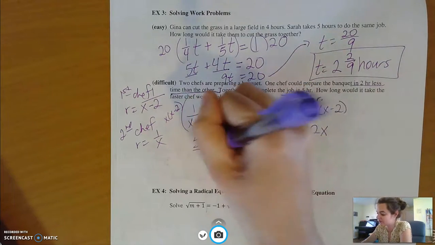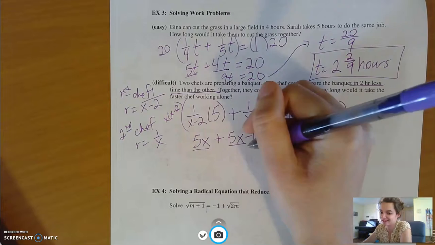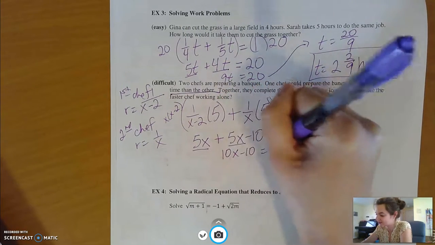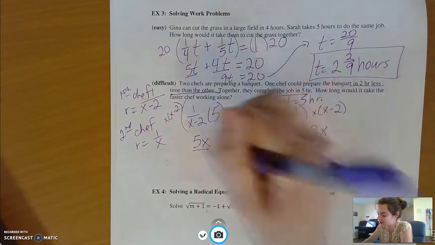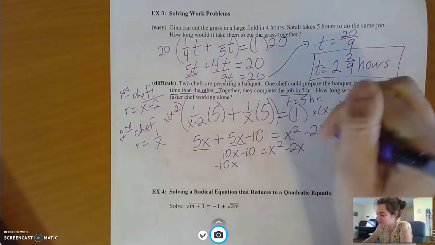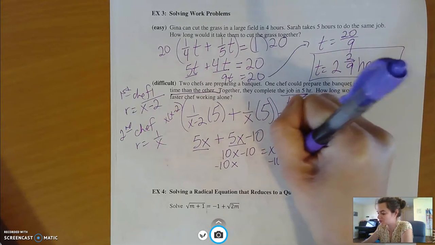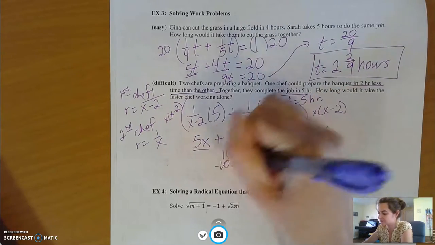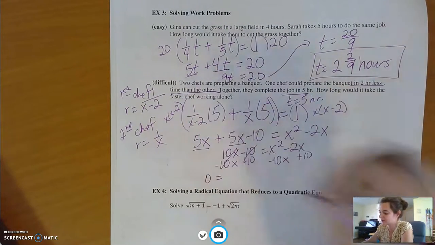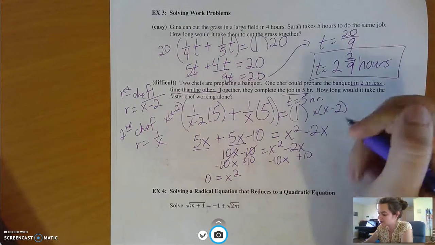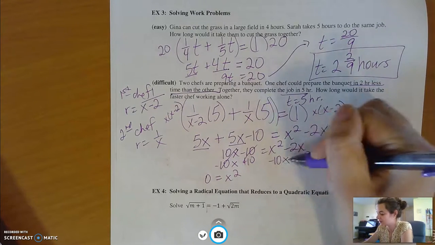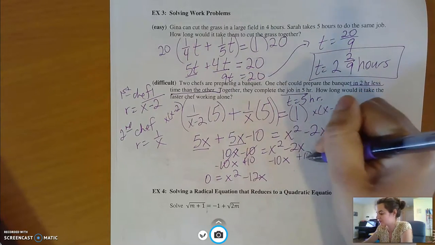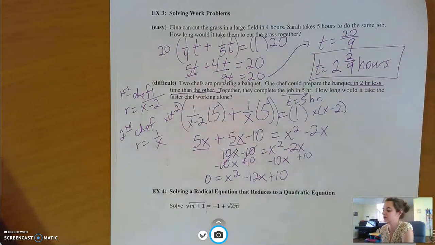So first off, I have a 5x and a 5x, which would be 10x, right? So I have 10x minus 10 equals x squared minus 2x. To get it in standard form, I'm going to subtract 10x on both sides, and I'm going to add 10 to both sides. So now I have 0 equals x squared. The minus 2x minus 10x would be negative 12x, and then nothing plus 10 would be positive 10.